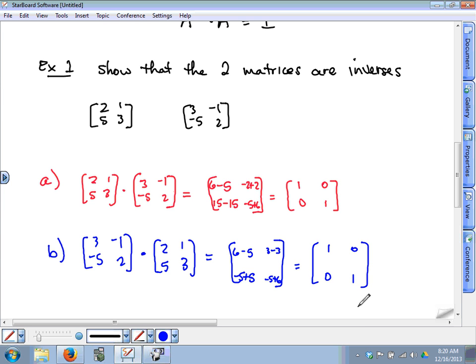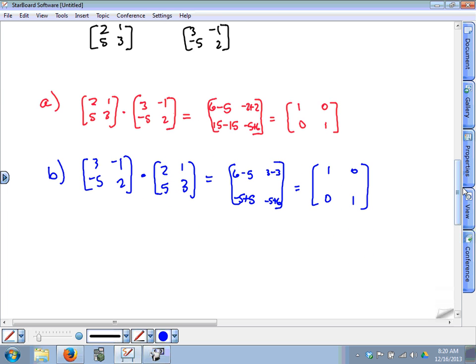What have we shown? That they are inverses, because both of the directions of multiplication produce the identity matrix. Are there going to be some that are inverse with one leg but not the other? Probably. And if that's the case, then they really are not inverses of each other. So yeah, these ones are inverses. If you've shown that both multiplications produce the identity matrix, then that's sufficient.